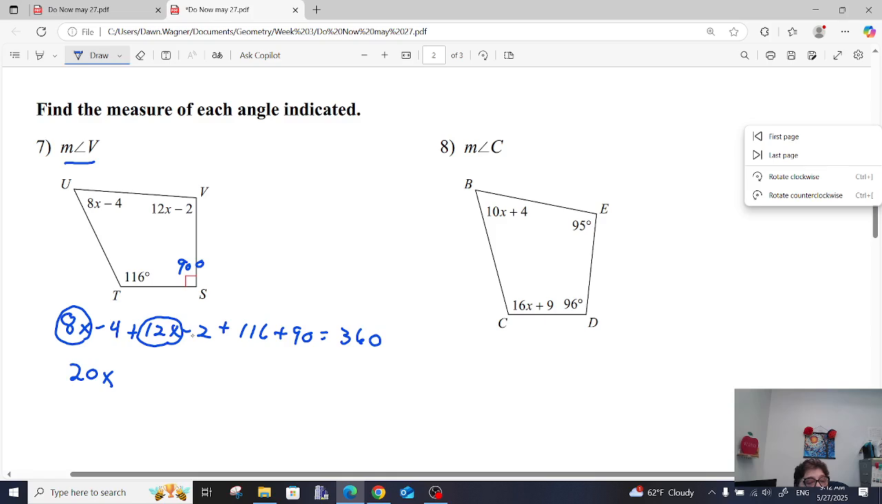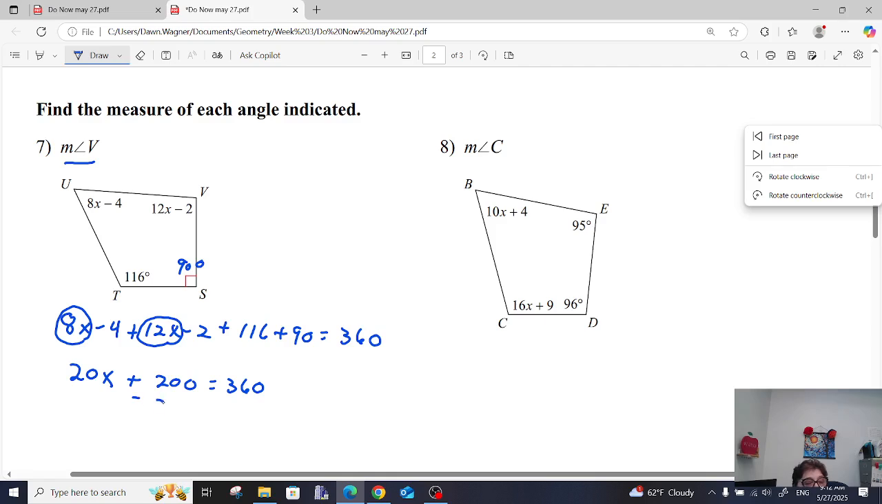A negative 4 and a negative 2 is a negative 6. A negative 6 plus 116 is 110. 110 plus 90 is what, 200? Someone wants to check that with the calculator, make sure I did that all right. Did I do that correctly? It is, Ella? Thank you very much for doing that for me.